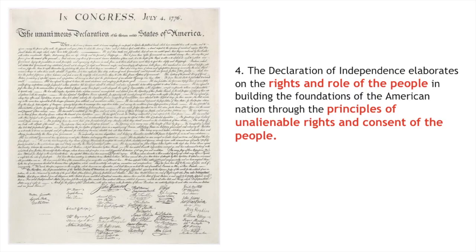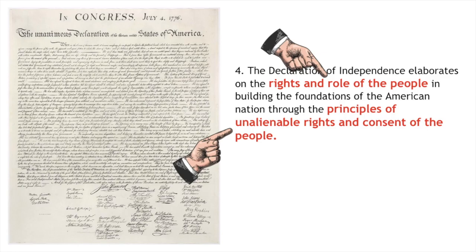The Declaration of Independence elaborates on the rights and role of the people in building the foundations of the American nation through the principles of unalienable rights and consent of the people. So these are some important phrases we need to be familiar with. So let's create a little context here about the Declaration of Independence.